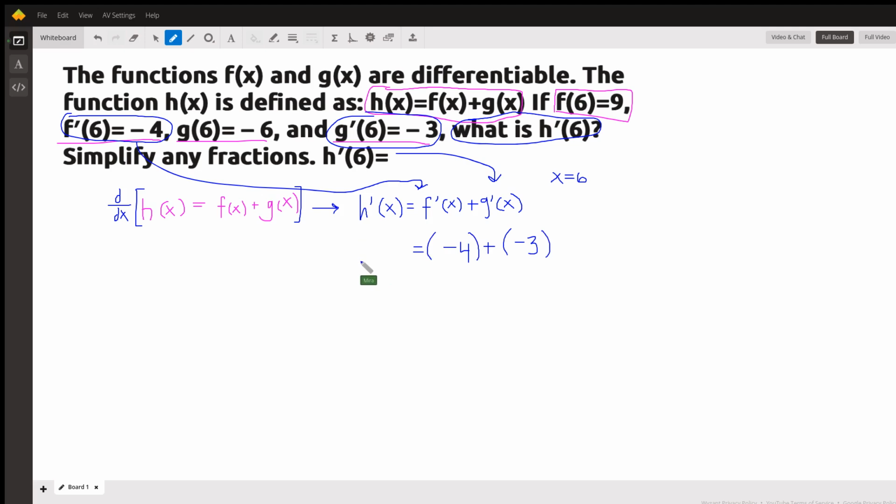And so this all is supposed to equal h prime of x, which in this case x is going to be 6. So now this answer is going to come out to be negative 4 plus negative 3, which if you see the answer, it should be negative 7. So that is what h prime of 6 is supposed to equal.